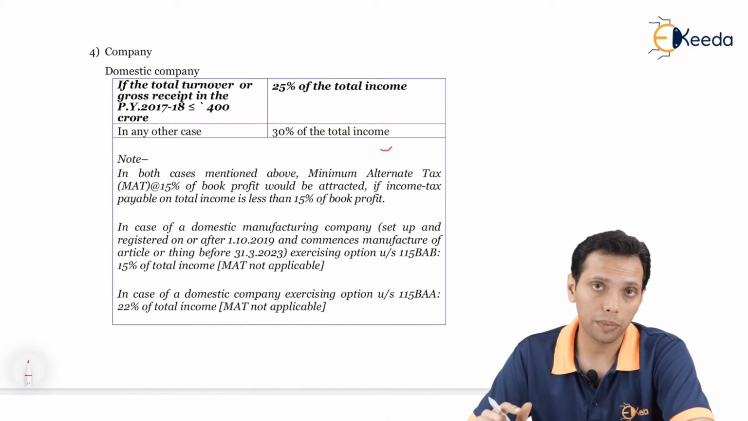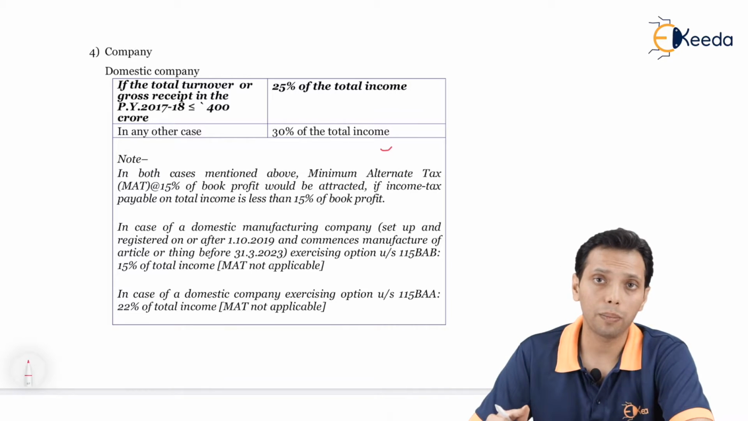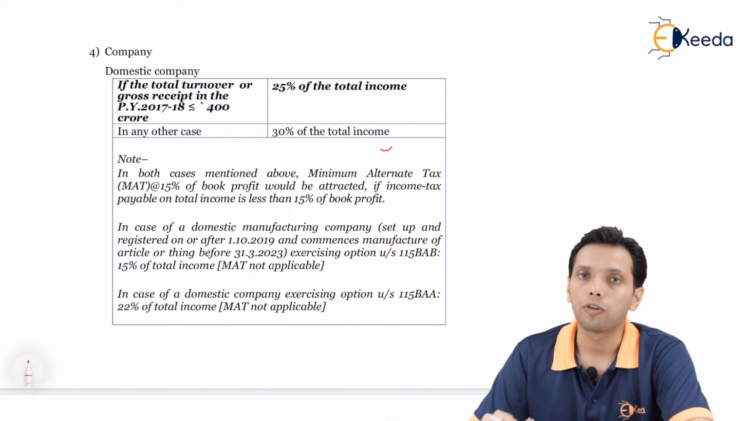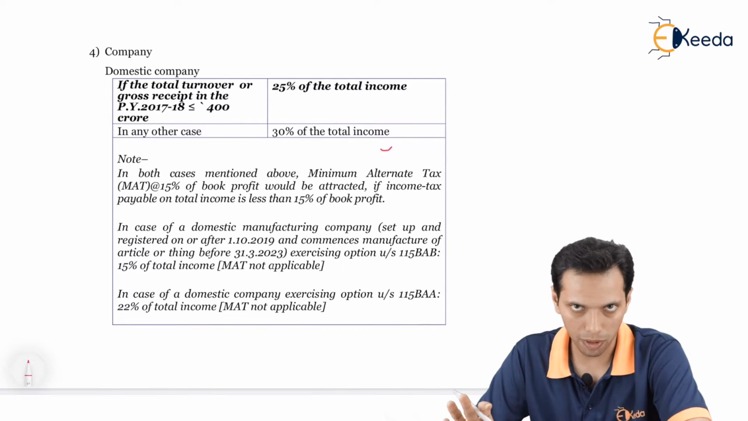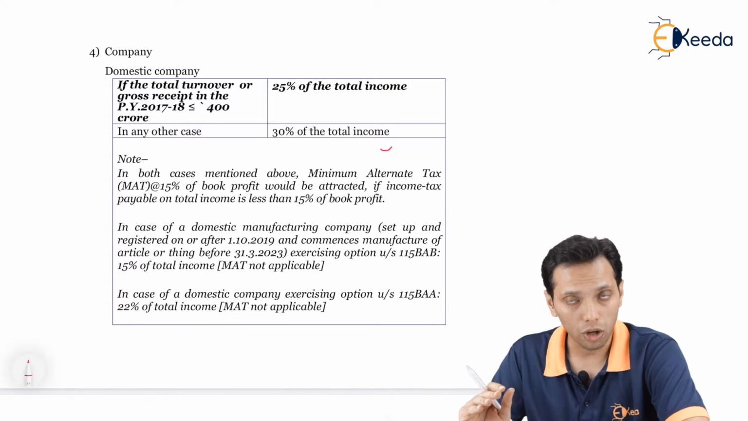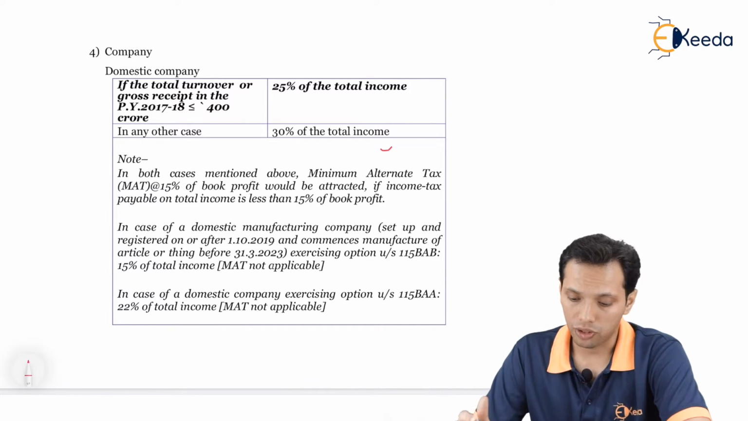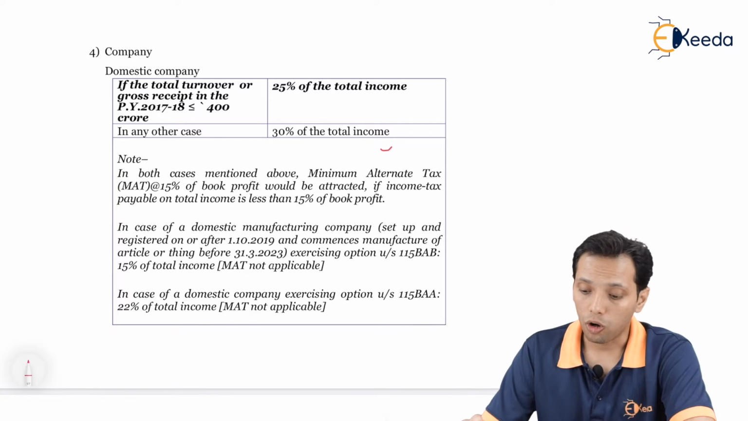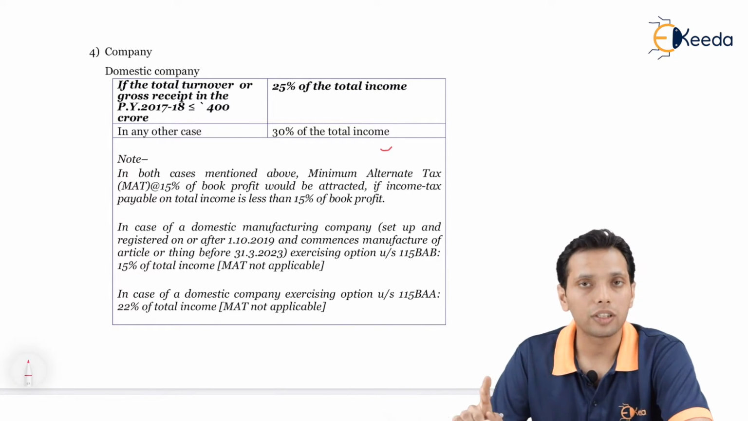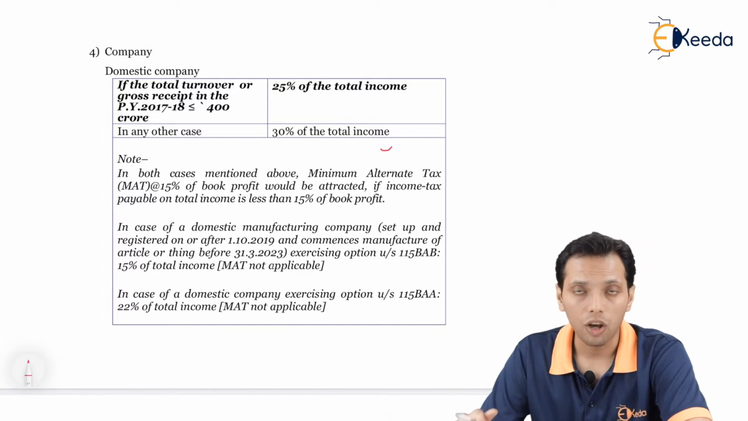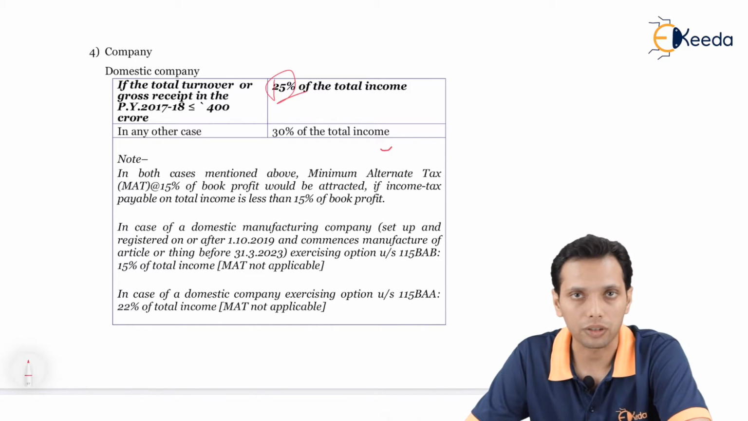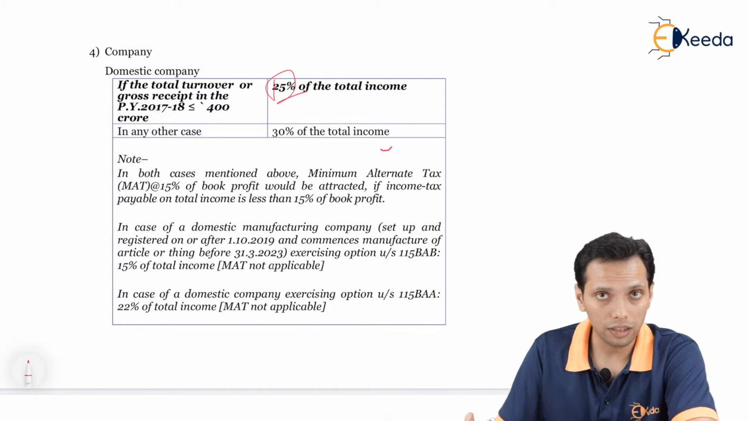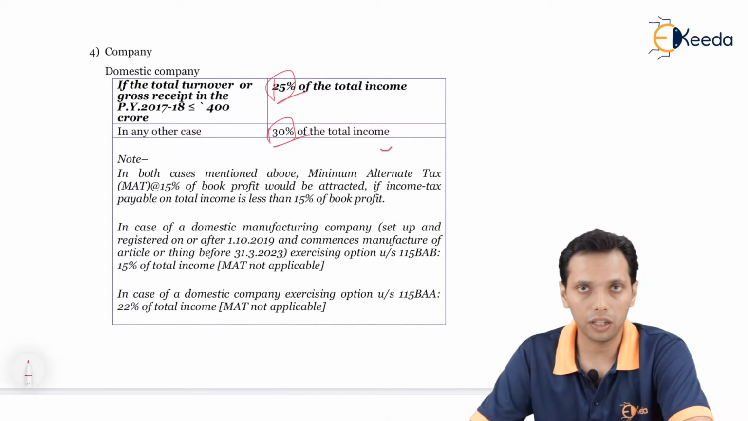Rates applicable for a company, the different rates for domestic company and the foreign company. For domestic company, you can say there is a bifurcation for a manufacturing company and other than a manufacturing company. So for a domestic company other than a manufacturing company, if the total turnover or gross receipt in the previous year 17-18 is less than or equal to 400 crore, then it would be 25%. Else in any other case it is a standard rate of 30%.